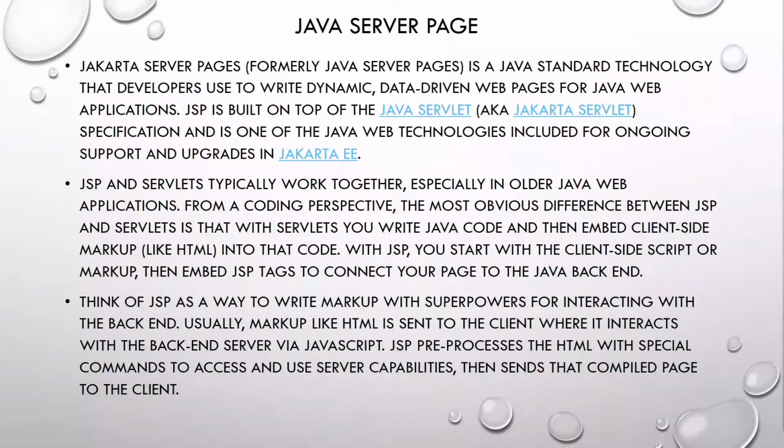Usually, markup like HTML is sent to the client where it interacts with the backend server via JavaScript. JSP preprocesses the HTML with special commands to access and use server capabilities, then sends that compiled page to the client.